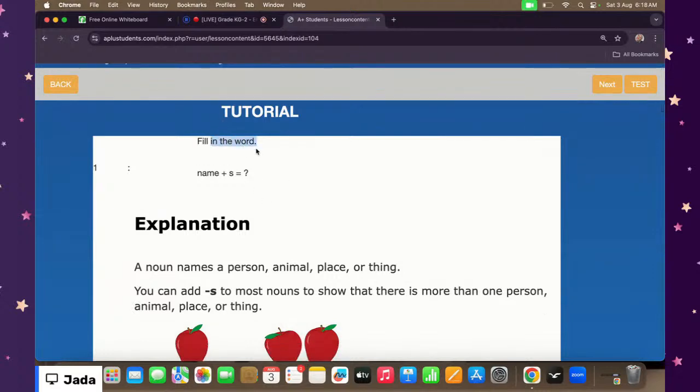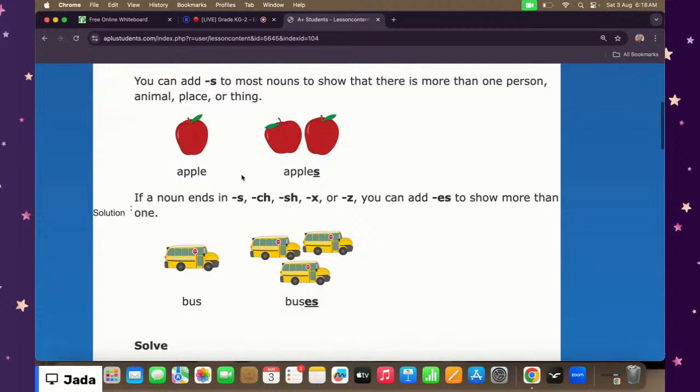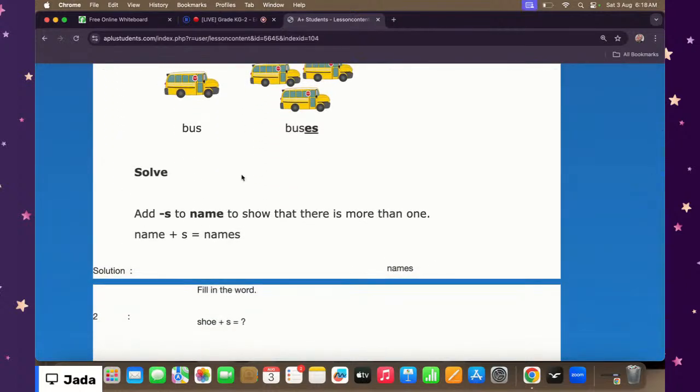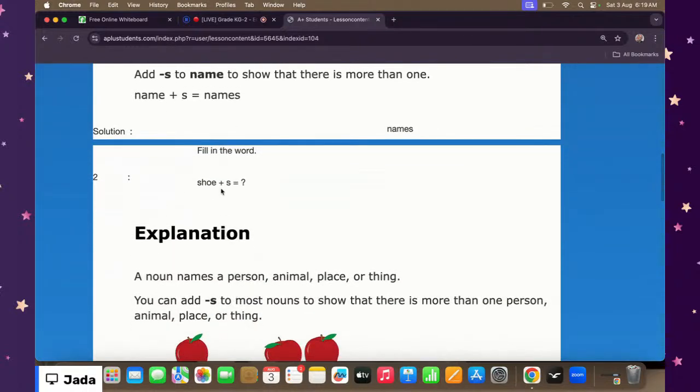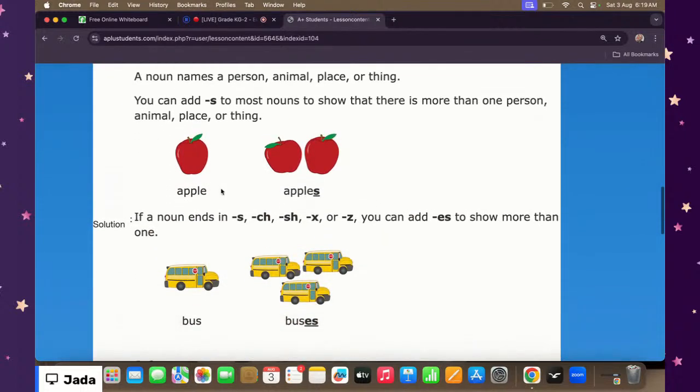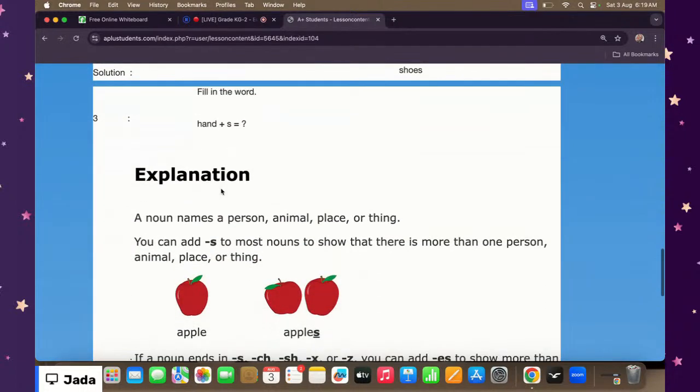So it says fill in the word name plus s equals names, right? Okay, so if you have name and then you have plus s, it becomes names. Okay, and then you have shoe plus s. So shoe plus s is what? Shoes, right? So you have shoe plus s, shoes. And then here we have hand plus s is what? Hands. Okay, hand plus s, hands.